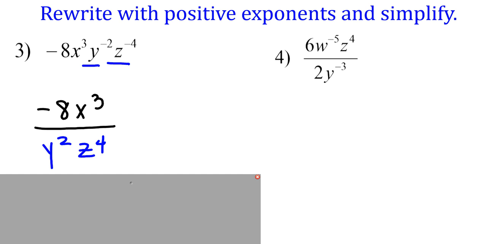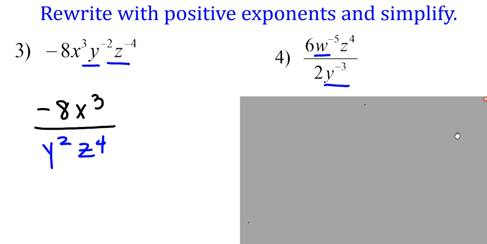As we look at number 4, we've got 6w to the negative fifth, z to the fourth, divided by 2, y to the negative third. And we should spot a couple of things right away. We can see that w is raised to the power of negative 5. So that's saying, hey, I'm in the wrong location. I really belong in the denominator. And we also see that y is raised to the power of negative 3. And again, I'm in the wrong location. I really belong in the numerator.